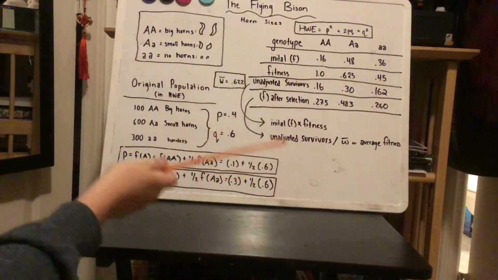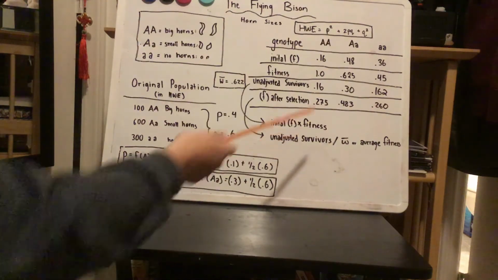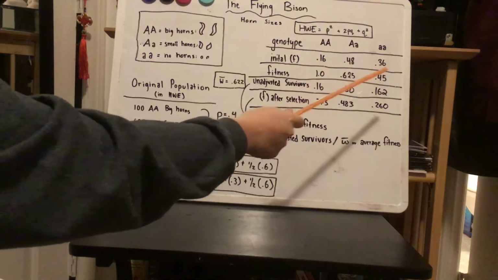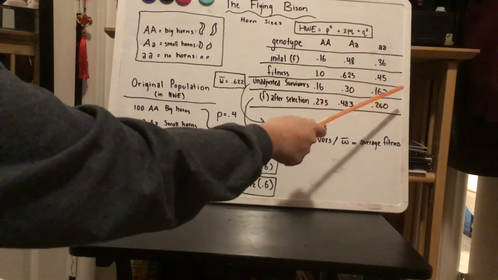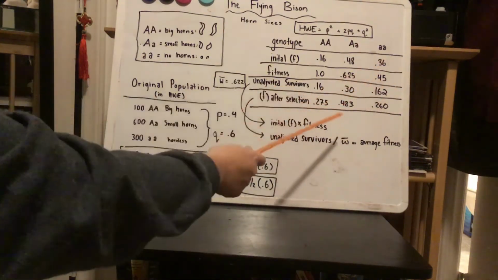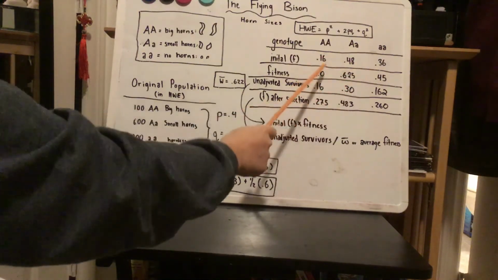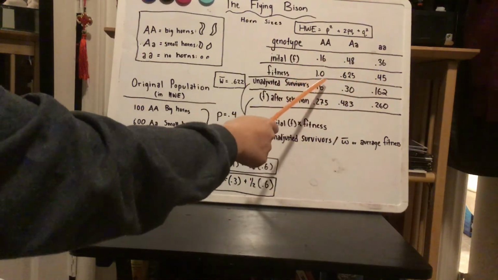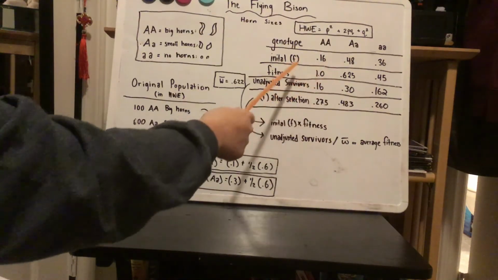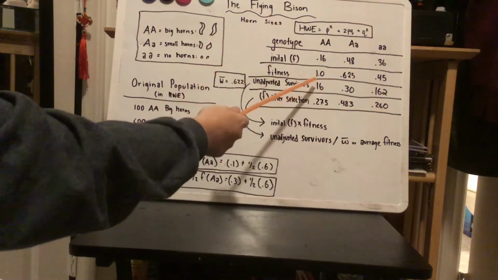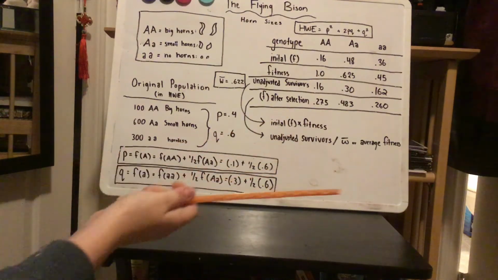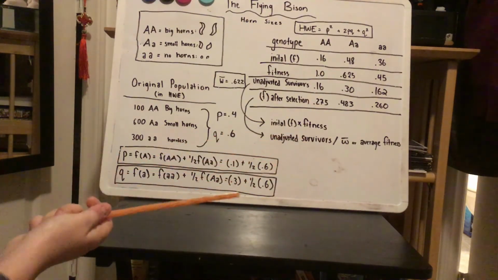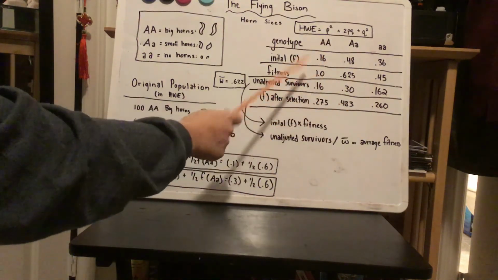So let's talk about some selection that likely occurred here. As you can see, big A big A has the biggest fitness, big A little a has the next smallest, and then little a little a has the smallest. Since the values get lower as we go down, this means it's directional selection, which could likely be due to the fact that maybe the bighorn individuals are more likely to mate, or maybe they're more likely to capture prey, something like that. So that's why their fitness is much higher.